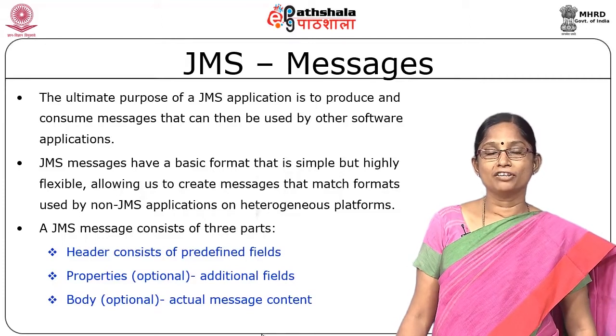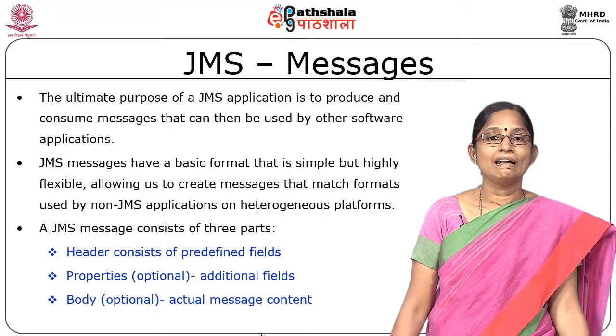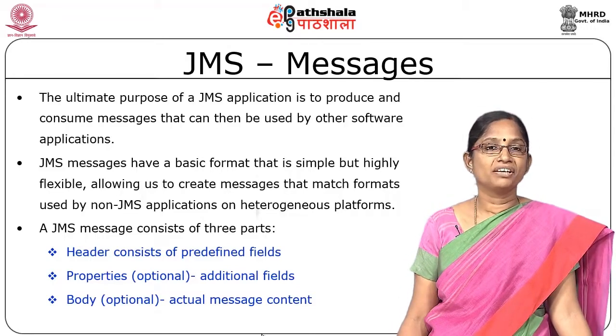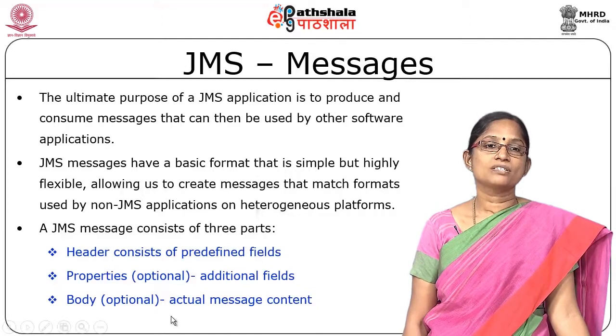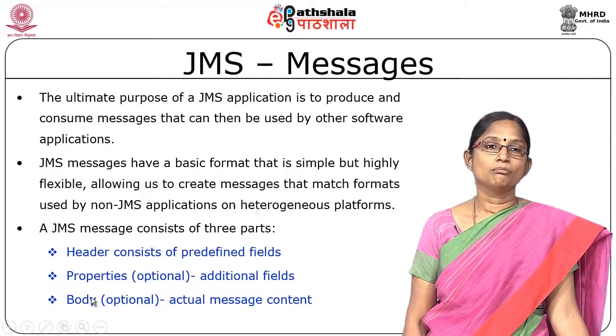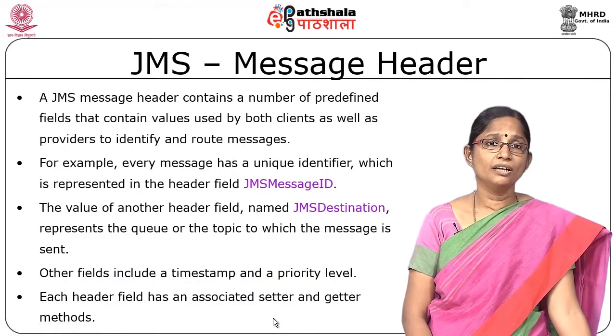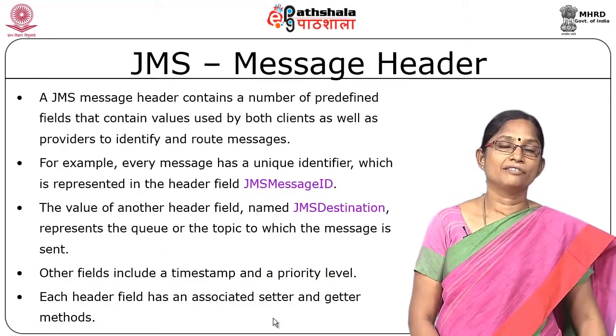Let us go through the significant parts of the messages. There are three significant parts in a JMS message. The first one is called the header. The header consists of predefined fields. The second one is called properties. Properties are optional and consist of additional fields. Apart from that, the body of the message will be there. The body of the message represents the actual message content. Now let us go through the header of the message.